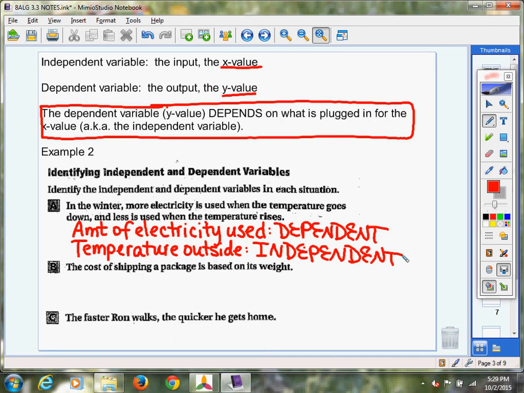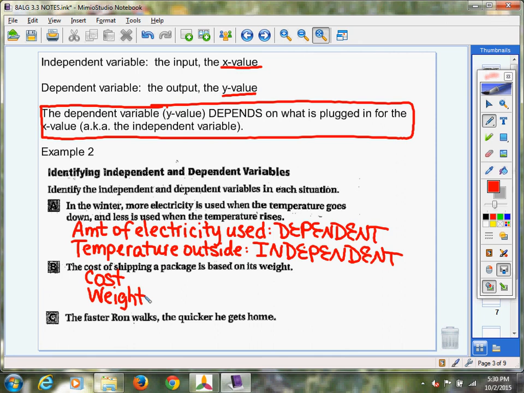The cost of shipping a package is based on its weight. So we're comparing two things, cost and the weight of the package, because the cost is based on how heavy that package is. Now, this is a little bit of a life experience. If you've never mailed a package before, this is what they do to you at the post office or at some of these carriers. They will weigh your box, and the heavier your box is, the more it costs.